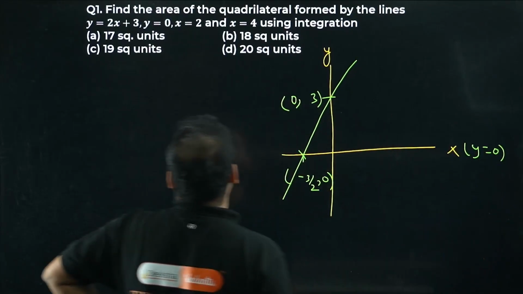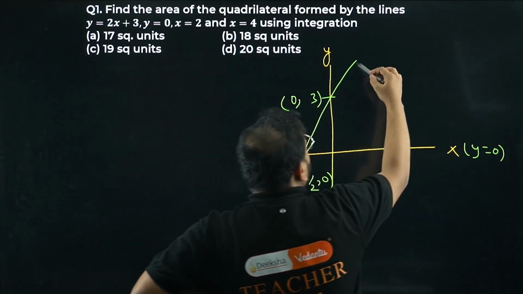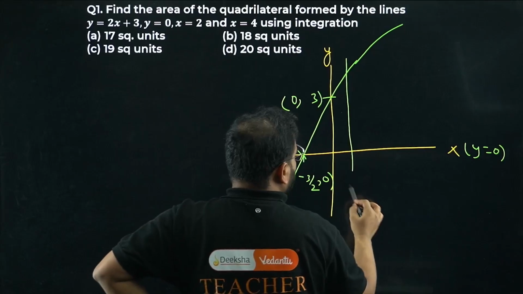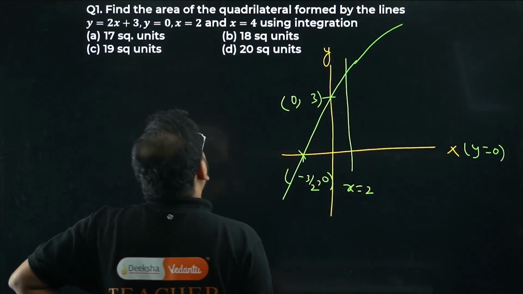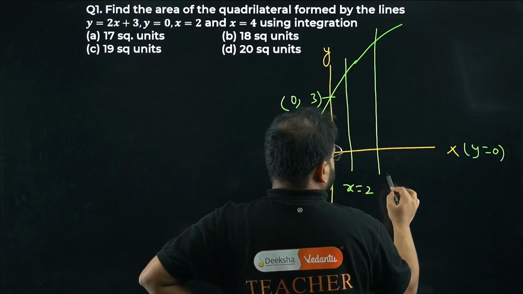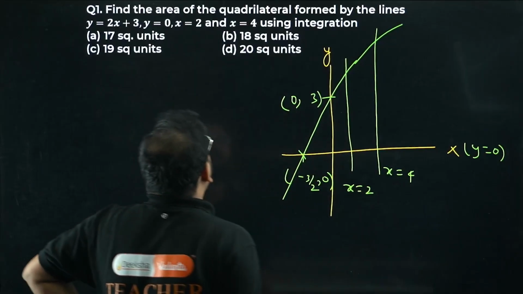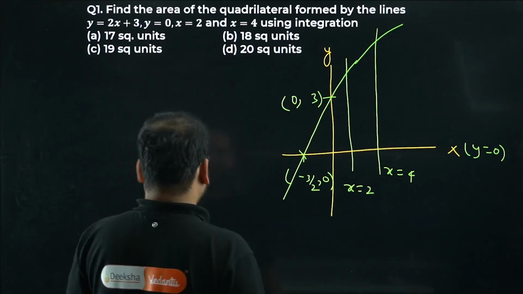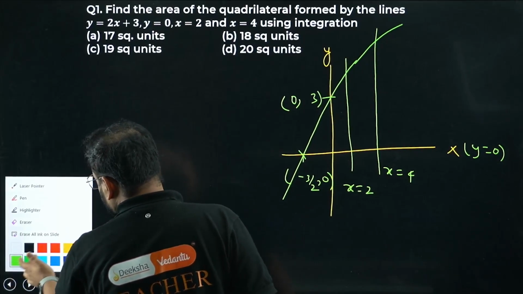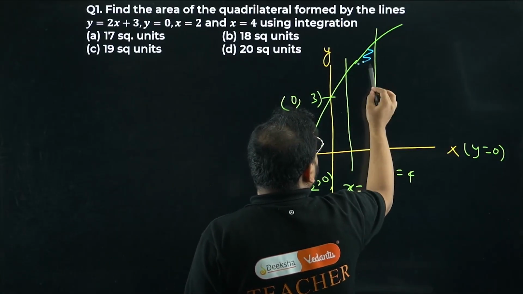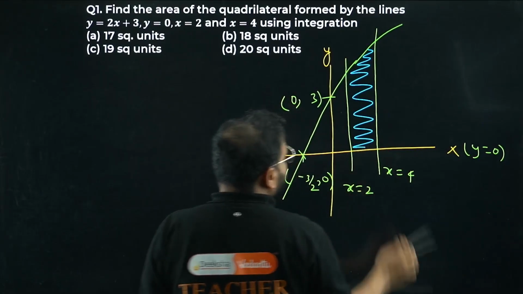Okay, what else we have? X equals to 2, sir. Okay, x equal to 2 is over here. X equals to 4, sir, like this. What are they asking? Area of quadrilateral formed by this, no? This is the quadrilateral over here. Please check. This is the quadrilateral formed.